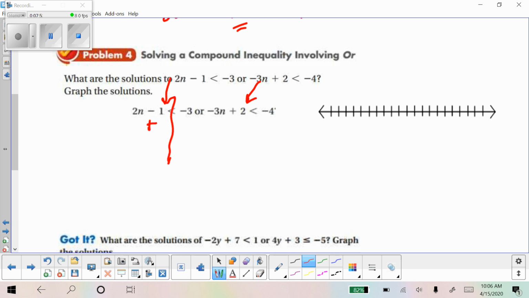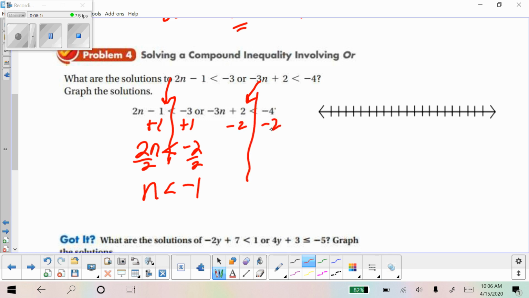So I'm going to add 1 to both sides here. That does not change the inequality direction. Dividing by 2 keeps it the same also. So we have any number less than -1. And then for the second part, we're going to subtract 2. And that gives us -3n less than -6. Dividing by -3 gives us n, switch the sign, greater than 2.